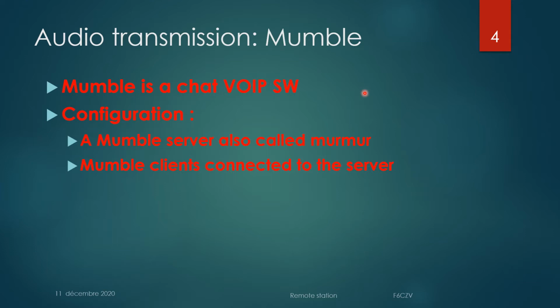What is the configuration of Mumble? There is a Mumble server on the Raspberry Pi, also called Murmur. There are some Mumble clients, one on the Raspberry Pi connected to the radio, and one on the PC connected to the microphone and the loudspeaker of the PC.